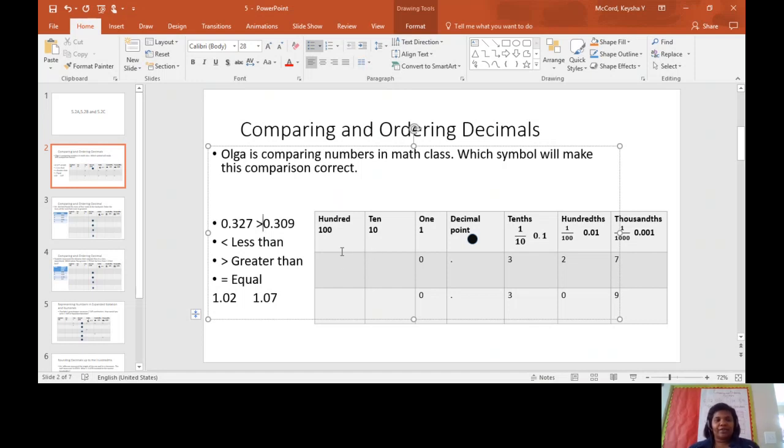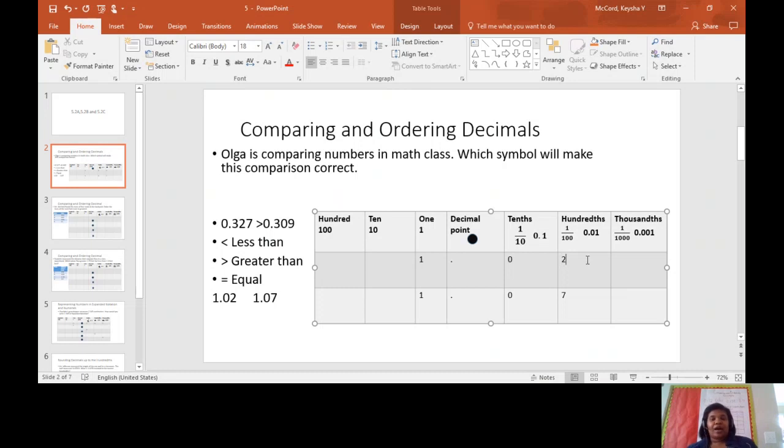Okay, let's look at another number that she did in class. She had to compare 1 and 2 hundredths to 1 and 7 hundredths. So again, I'm going to go to my place value chart and I'm going to put my numbers inside of my chart. So this is 1 and 2 hundredths. And then I'm going to put 1 and 7 hundredths. We'll put my 2 back in.